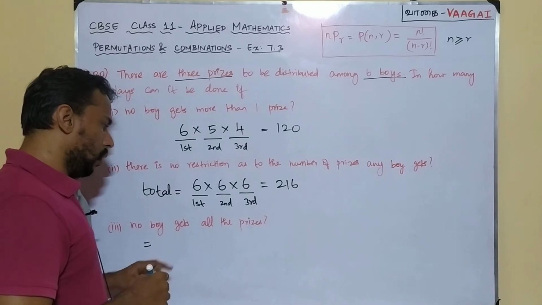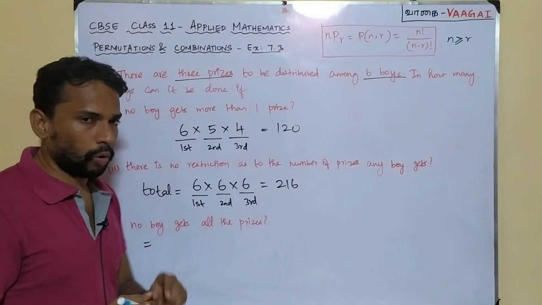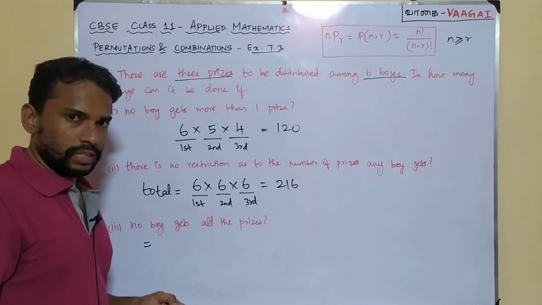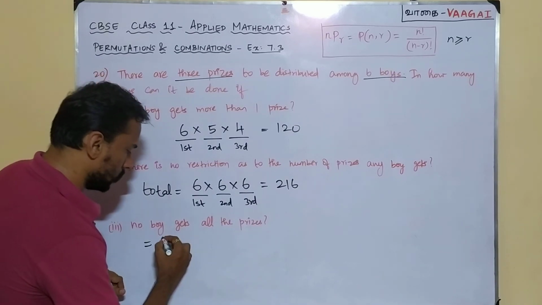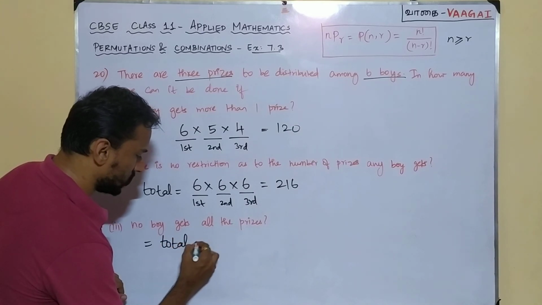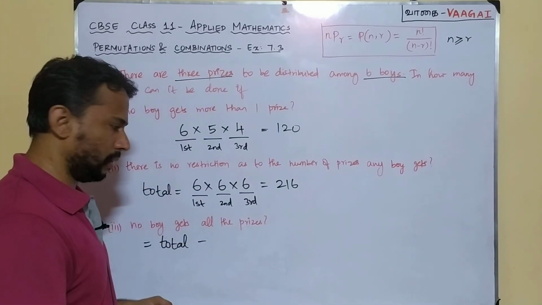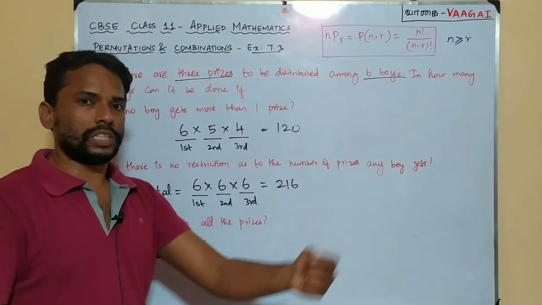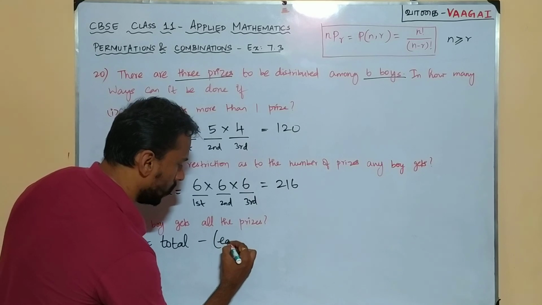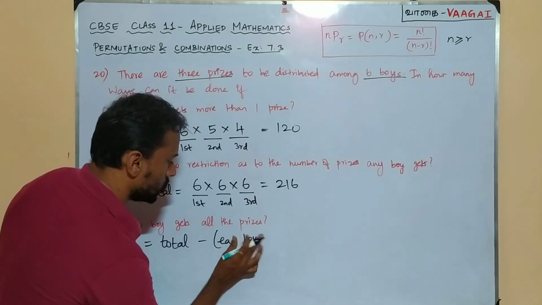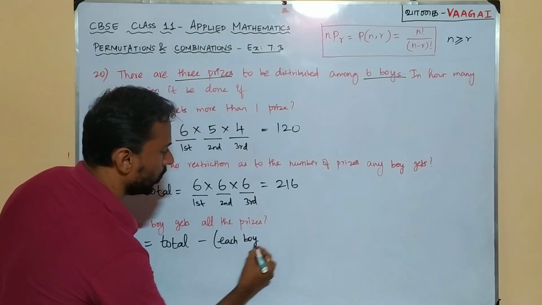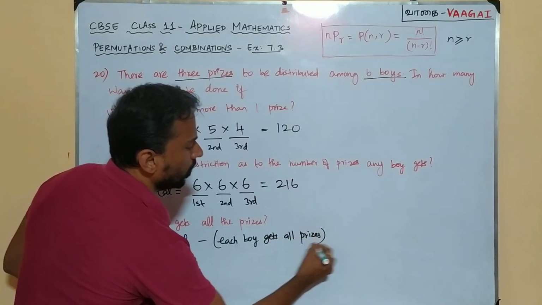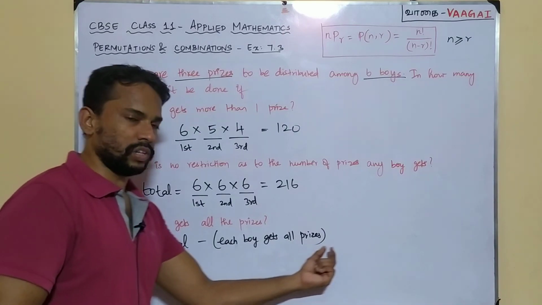So how you can get this one is, let's do a small trick. Since it is demanding that no boy gets all the prizes, we'll do it like this. We will take the total number of ways, and from this we will subtract the case where a boy gets all the prizes. Each boy gets all prizes. So from this total, we will just subtract the number of ways in which this can be done.